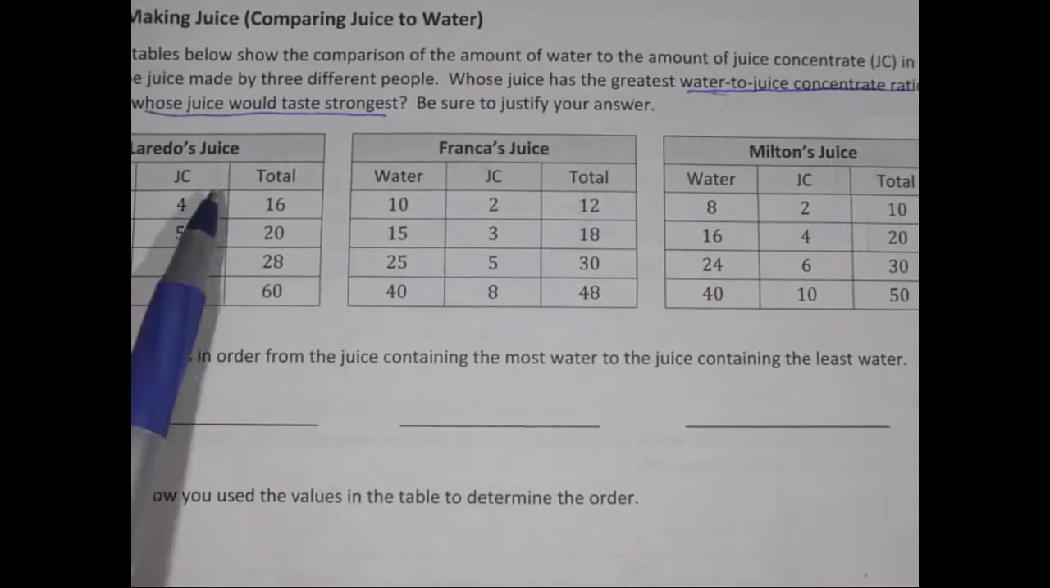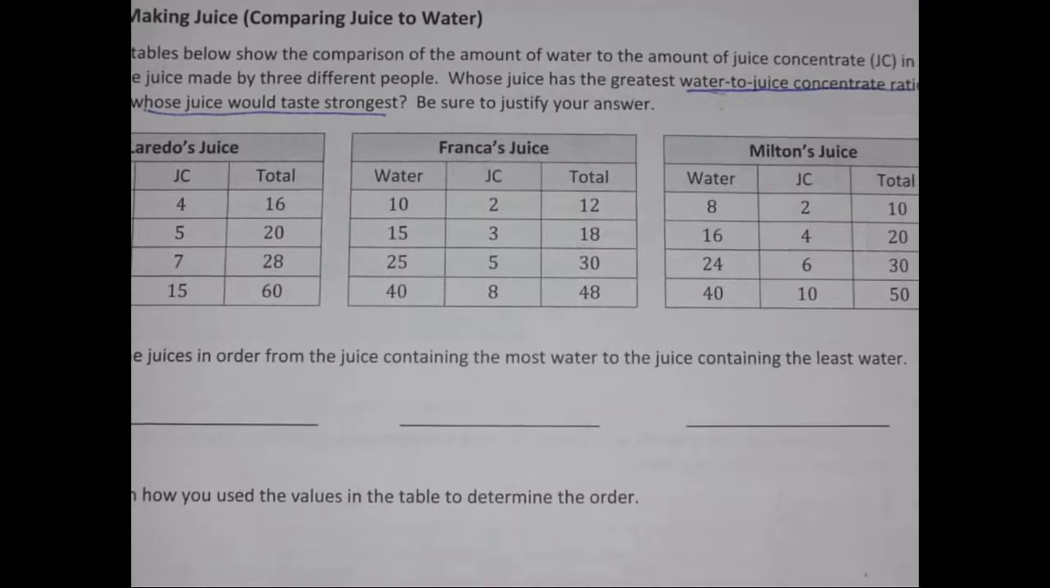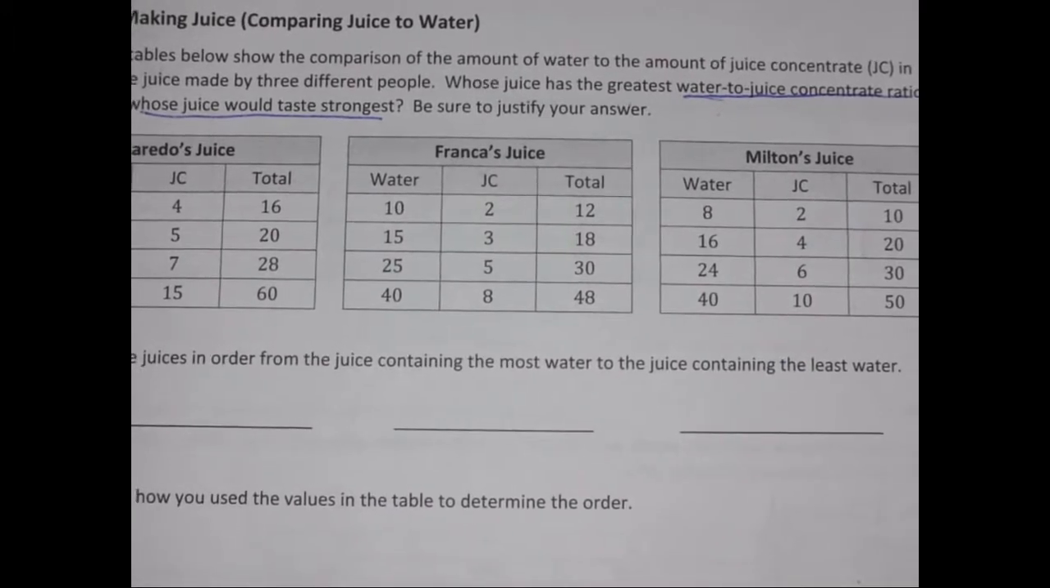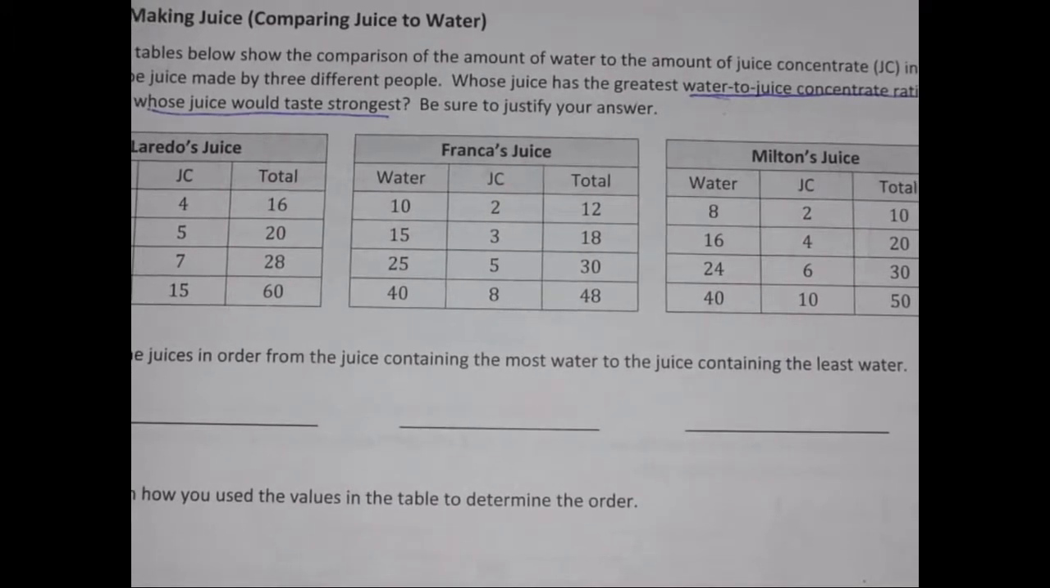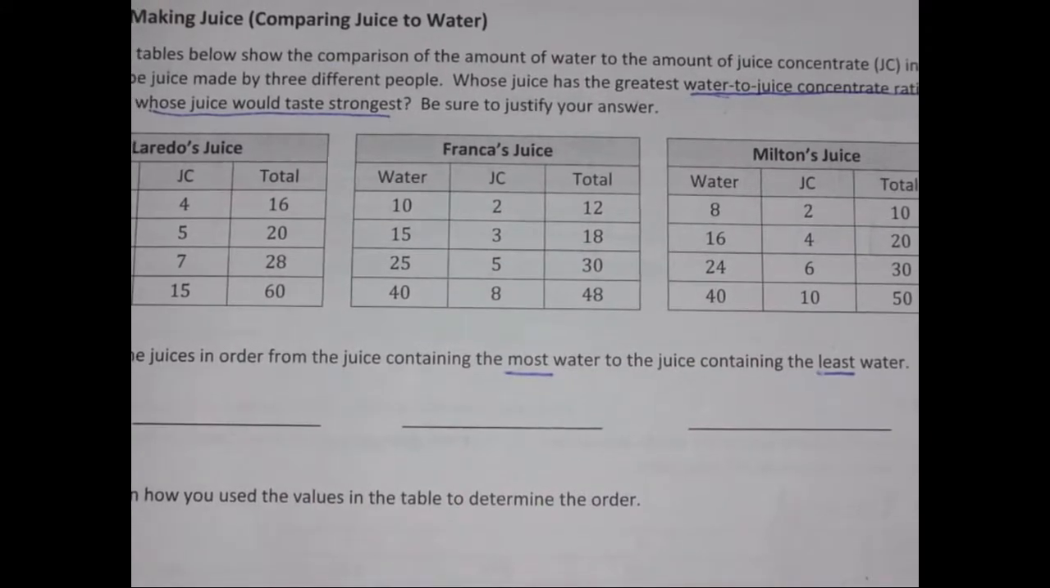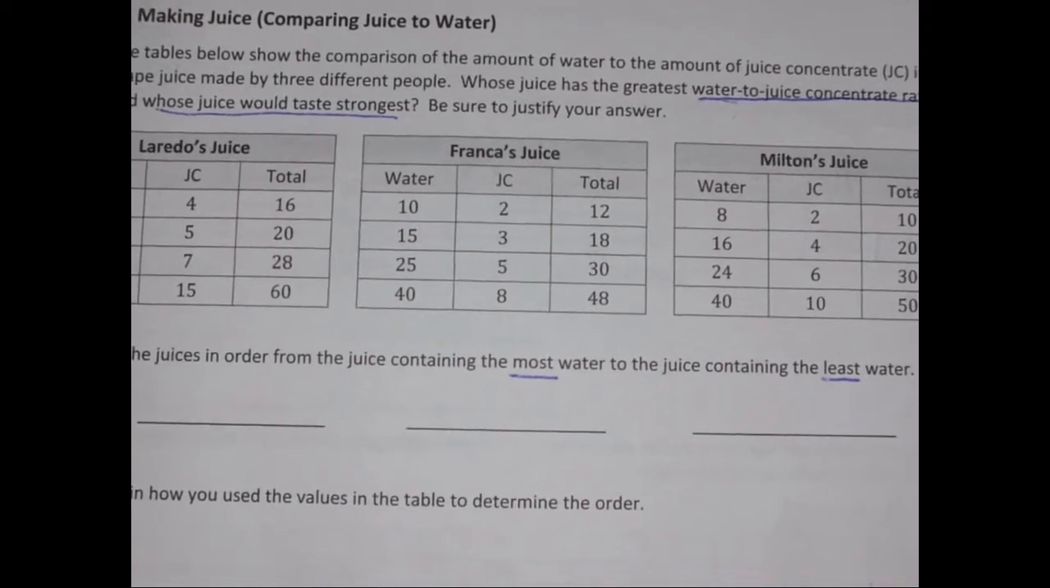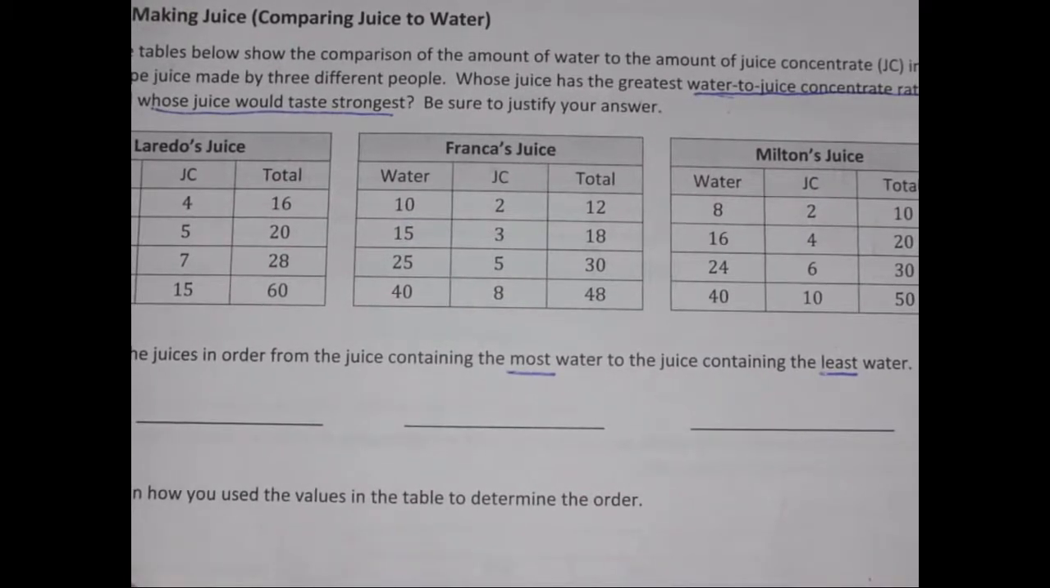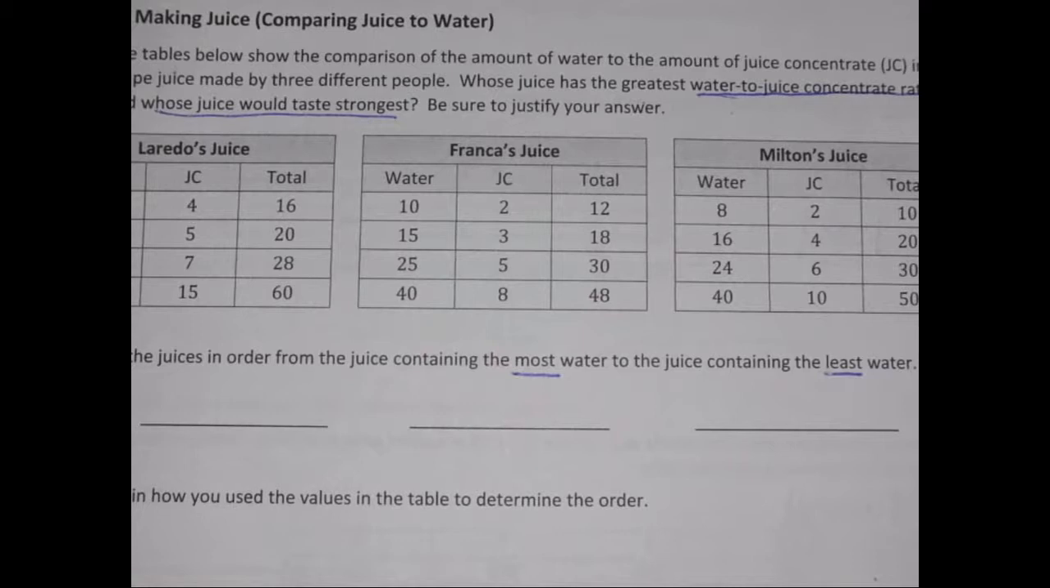Okay, so let's look at Laredo, Franca, and Milton's juice tables. We need to put the juices in order from the juice containing the most water to the juice containing the least water. Can you tell right now, just from looking at the tables, who has the most water and the least water? Yes. You can? Yes. Wowzers. What do you think, Sasir?